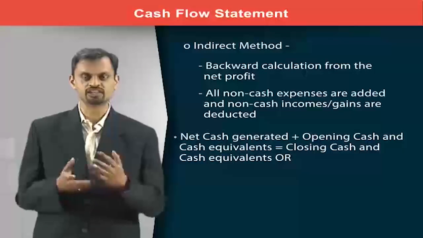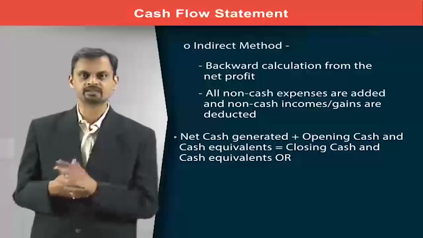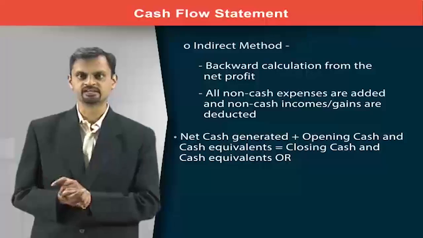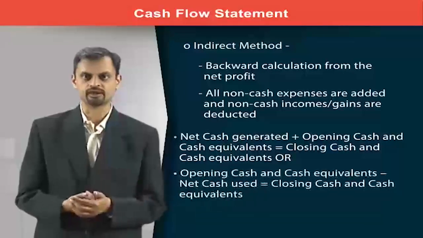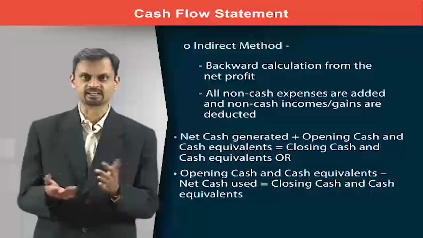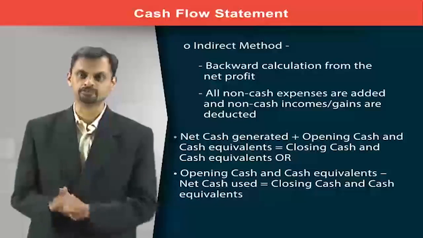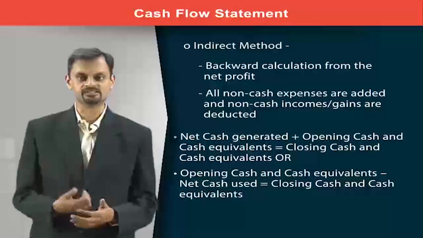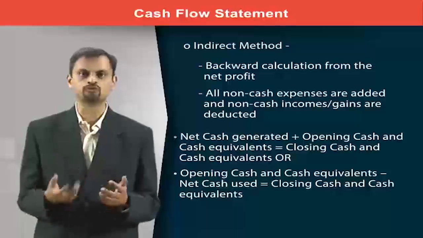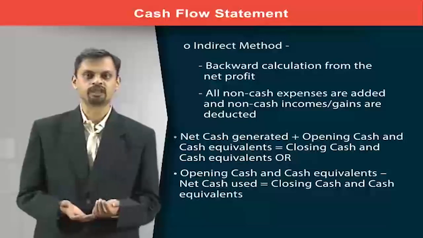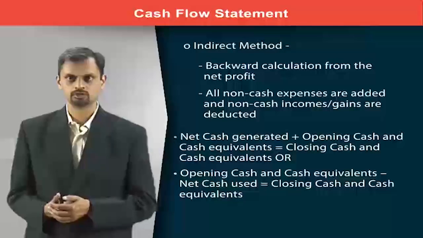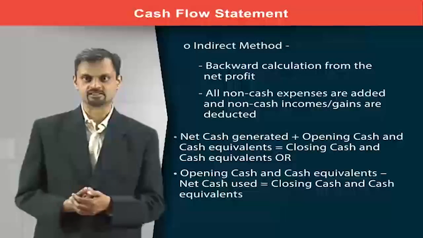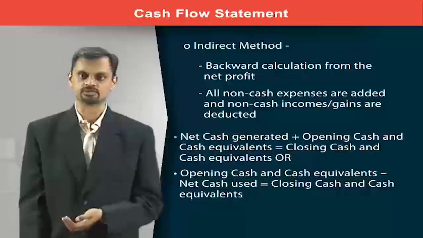Net cash which is generated from all these three activities, operating, investing and financing, during the year, plus the opening cash and cash equivalents, will give you the closing cash and cash equivalents, which has to tally with your balance sheet. Sometimes there can be a negative balance. That means net there is a cash outflow. So in that case, what will happen? Your opening cash and cash equivalents minus the net cash used in all these three activities will give you the closing cash and cash equivalents.